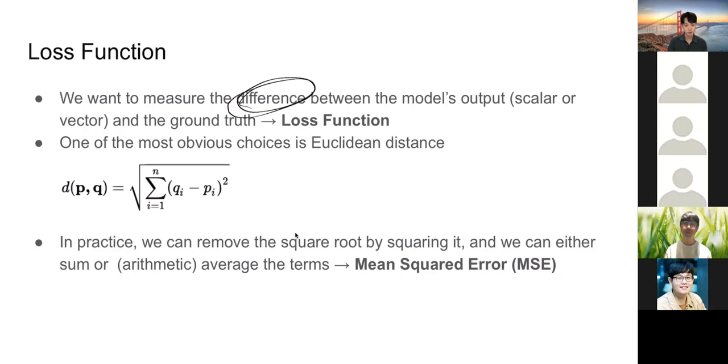And one of the most obvious choices is Euclidean distance, in which you have two vectors.